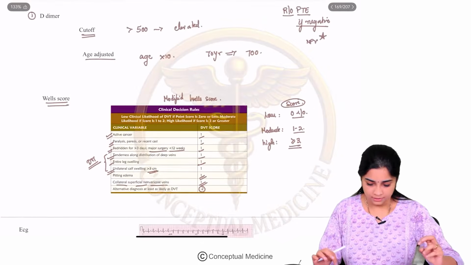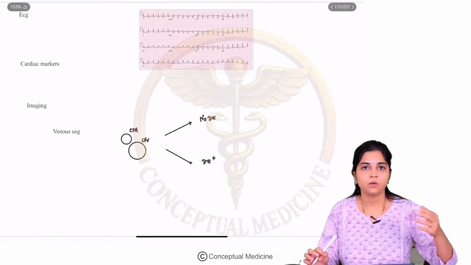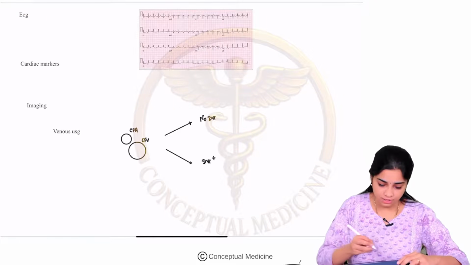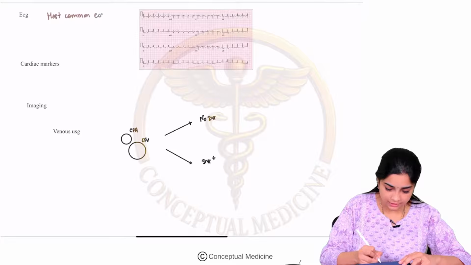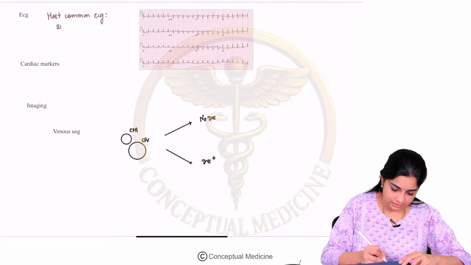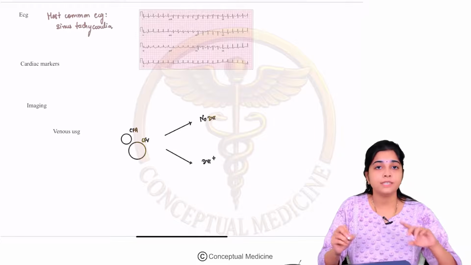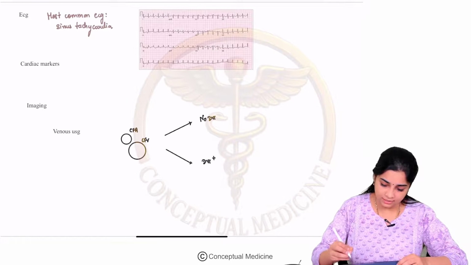Fine. Then, what are the other investigations that you can do in your corroboratory diagnosis of PTE? So, what are the ECG changes? The most common ECG finding in a case of pulmonary thromboembolism is sinus tachycardia.